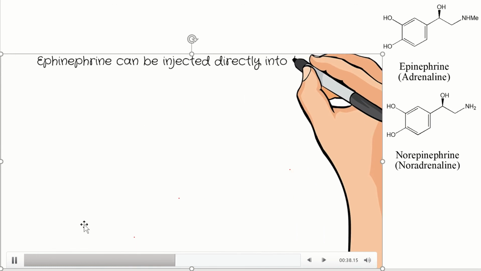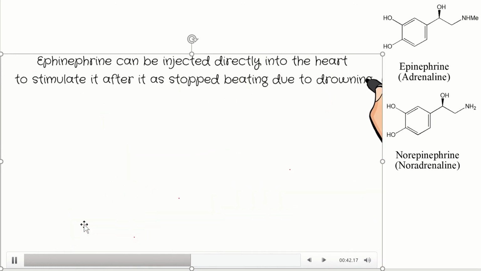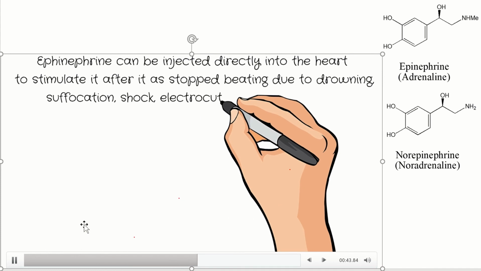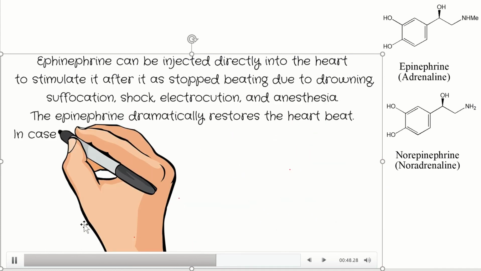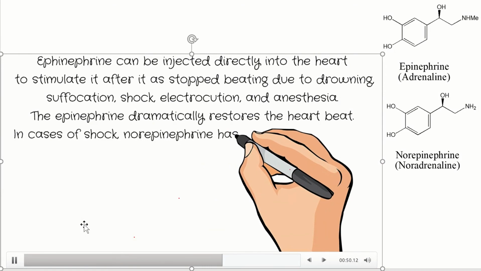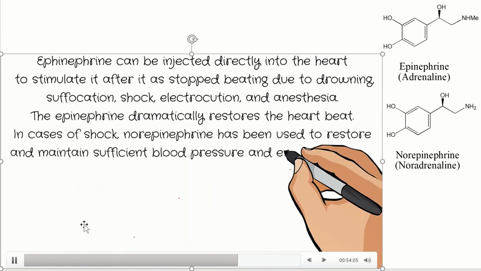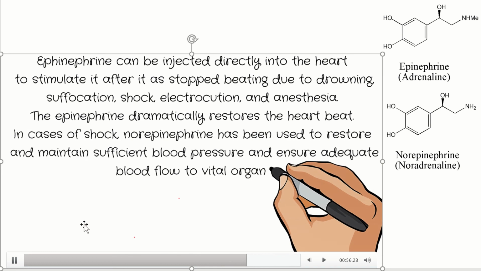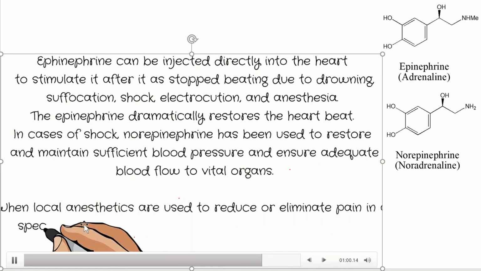Epinephrine can be injected directly into the heart to stimulate it after it has stopped beating due to drowning, suffocation, etc. Epinephrine dramatically restores the heartbeat. That's important. So in cases of shock, norepinephrine has been used to restore and maintain sufficient blood pressure and ensure adequate blood flow to vital organs.